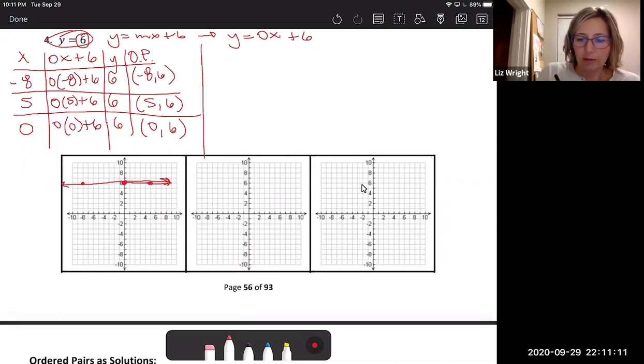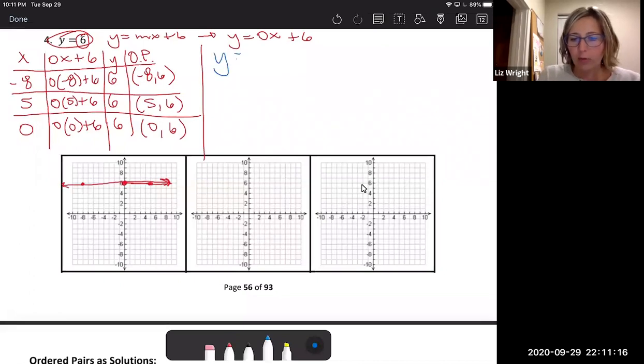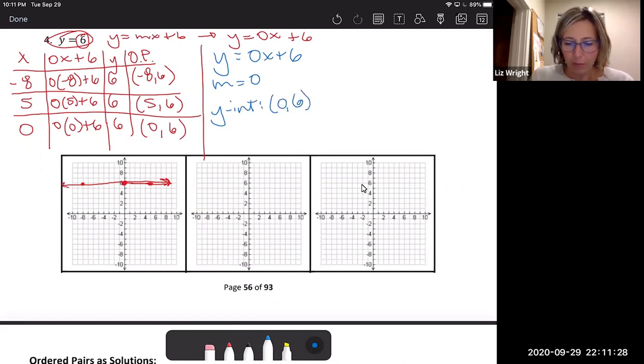All right, slope-intercept form. So we've got y equals 0x plus 6. My slope is going to be 0. My y-intercept is going to be 0, 6. So go graph that point at 0, 6, and then use your slope, right? So maybe I'm going to do 0 over 2, just for kicks and giggles. So that means I'm going up nothing, and I'm going to go right 2. I'm going to go up nothing, right 2, up nothing, right 2.